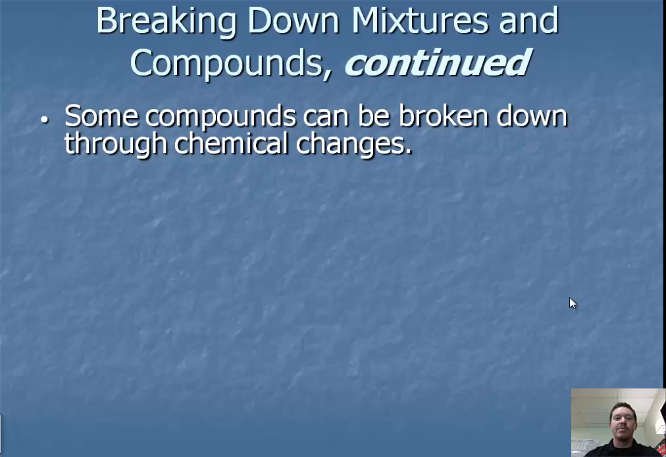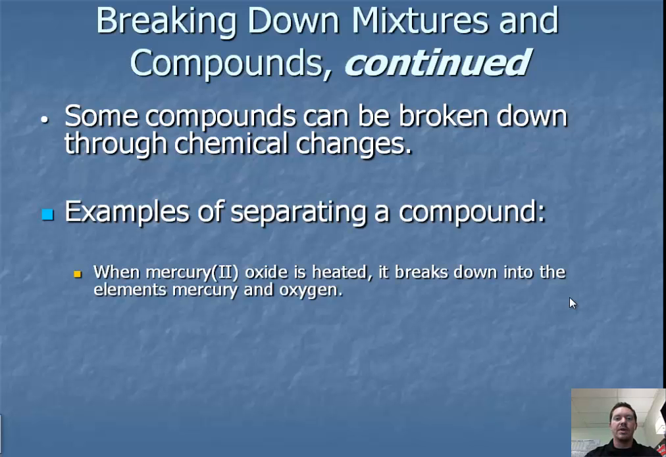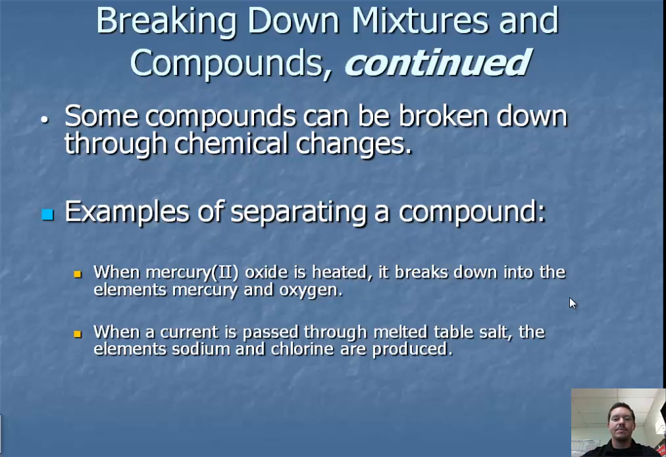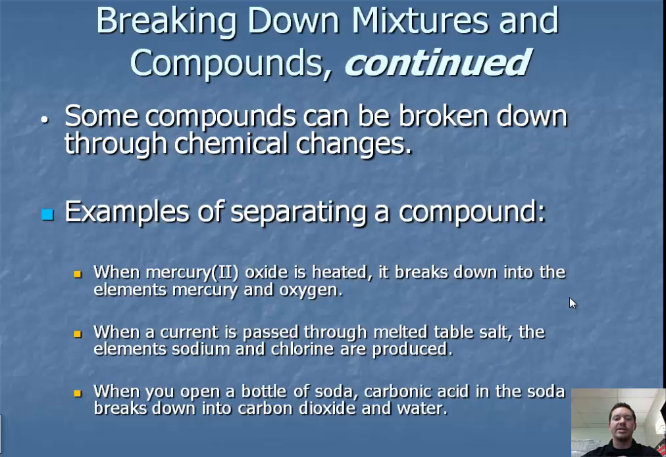Some compounds can be broken down through chemical changes. So some examples, say we've got mercury(II) oxide, we heat that up. What happens then is it breaks down into mercury and oxygen. We can also pass current through melted table salt, and the elements sodium and chlorine can be produced. So these are chemical processes.